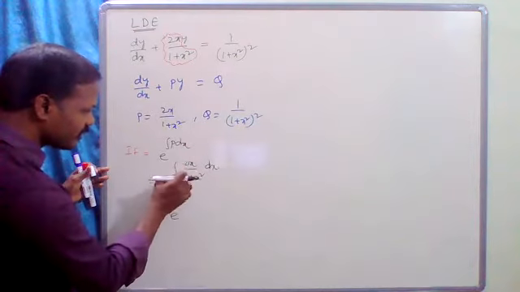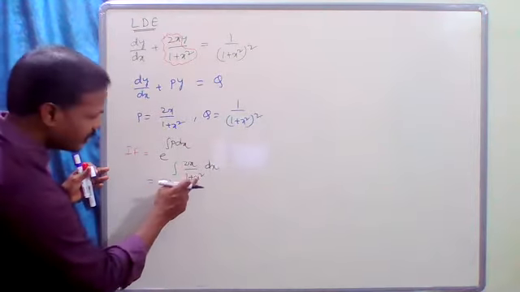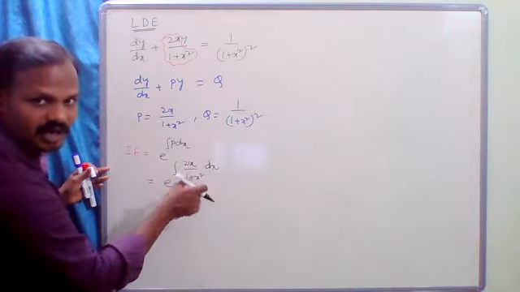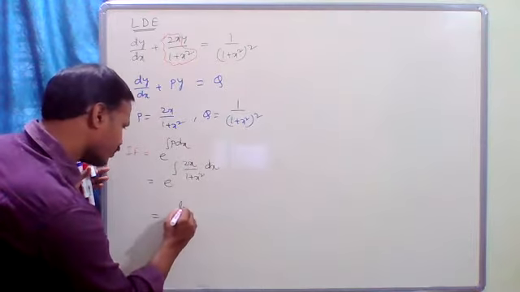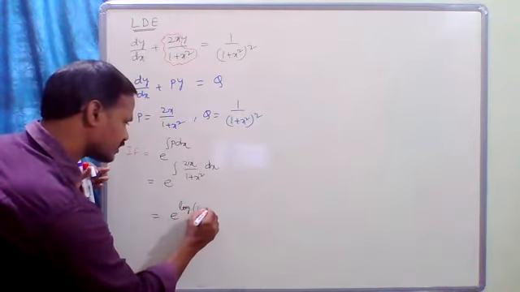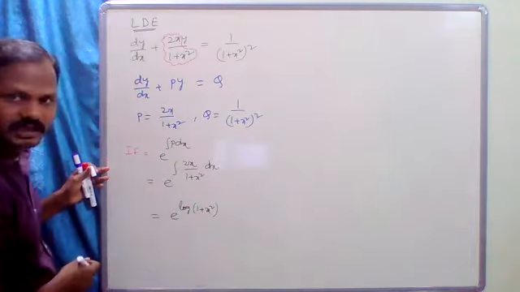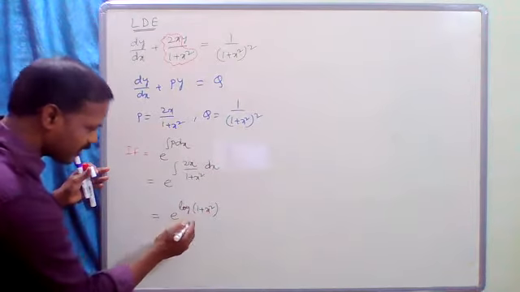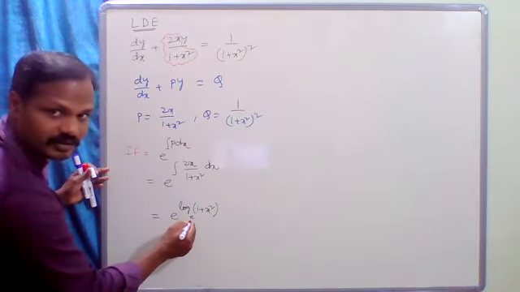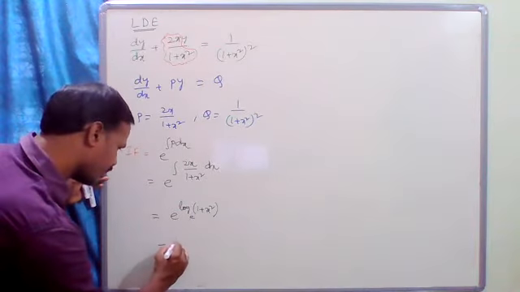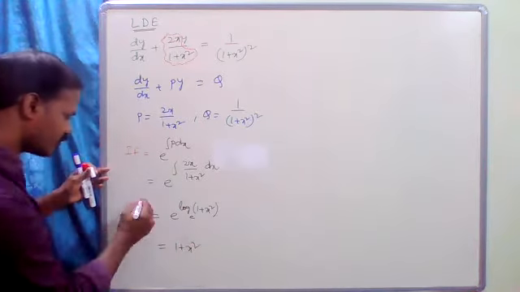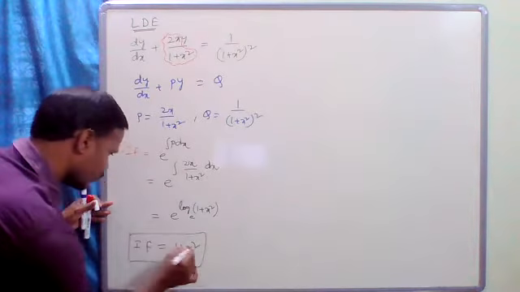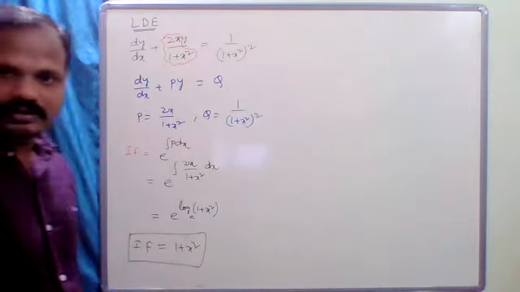Now this is equal to e power, what is the integral of this one? See, this is f dash x by f of x. The derivative of 1 plus x square is 2x. So f dash x by f of x gives log mod f of x. So e power log 1 plus x square. Obviously here the base is there. So what is the value of this one? This is nothing but 1 plus x square. So IF equal to 1 plus x square.